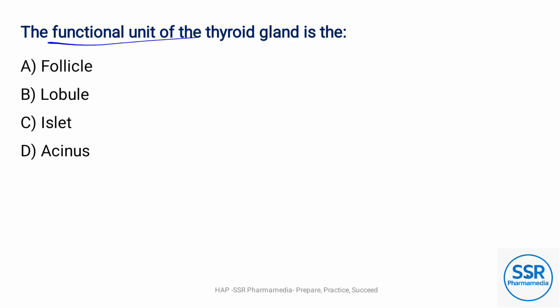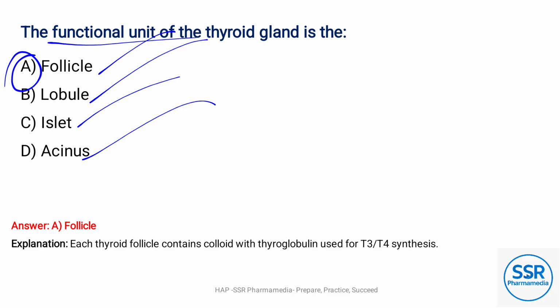The functional unit of the thyroid gland is: option A, follicle; option B, lobule; option C, islet; option D, acinus. So the answer is option A, follicle. Each thyroid follicle contains colloid with thyroglobulin, used for T3 and T4 synthesis.